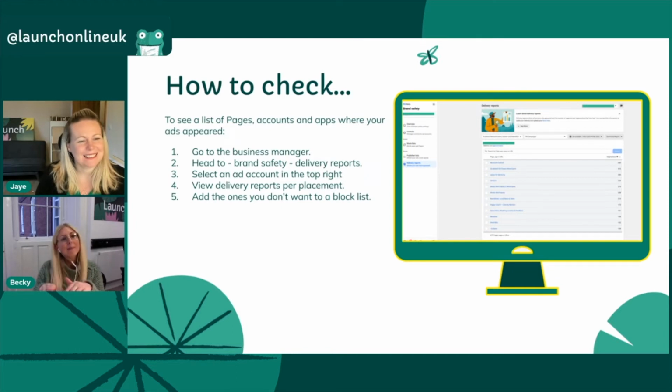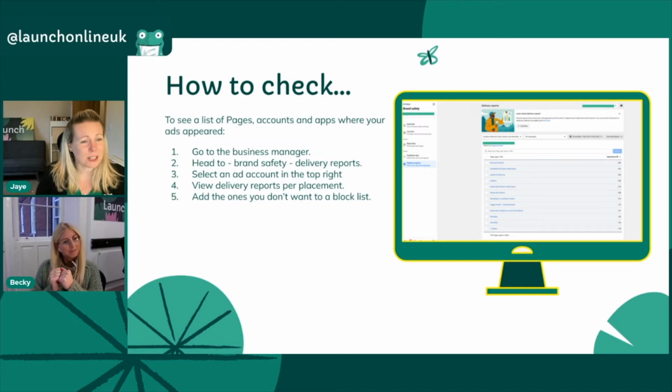So this is a really important one to check, just to make sure you're not getting any accidental clicks from children on your phone. And a bit of a brand safety one as well. Just check your ads aren't showing on any sites and apps you don't want them to show. So that's a really big point. If you're selecting automatic placements, just check where they're showing, go into your business manager, go into brand safety, go into delivery reports and see where they're showing up.